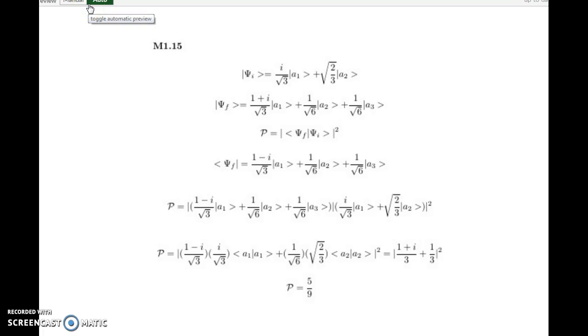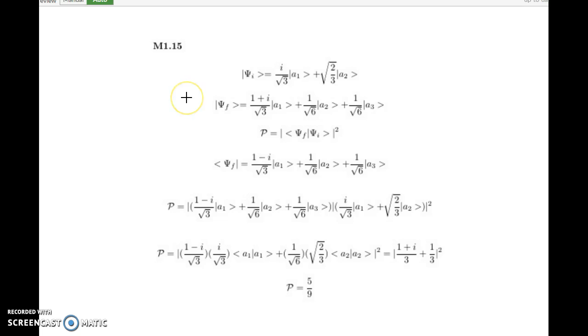So this is problem 1.15 for standard 1.2. It gives you the initial state psi_i equals i over the square root of 3 ket A1 plus the square root of 2/3 ket A2. And the basis for the quantum system is A1, A2, A3.